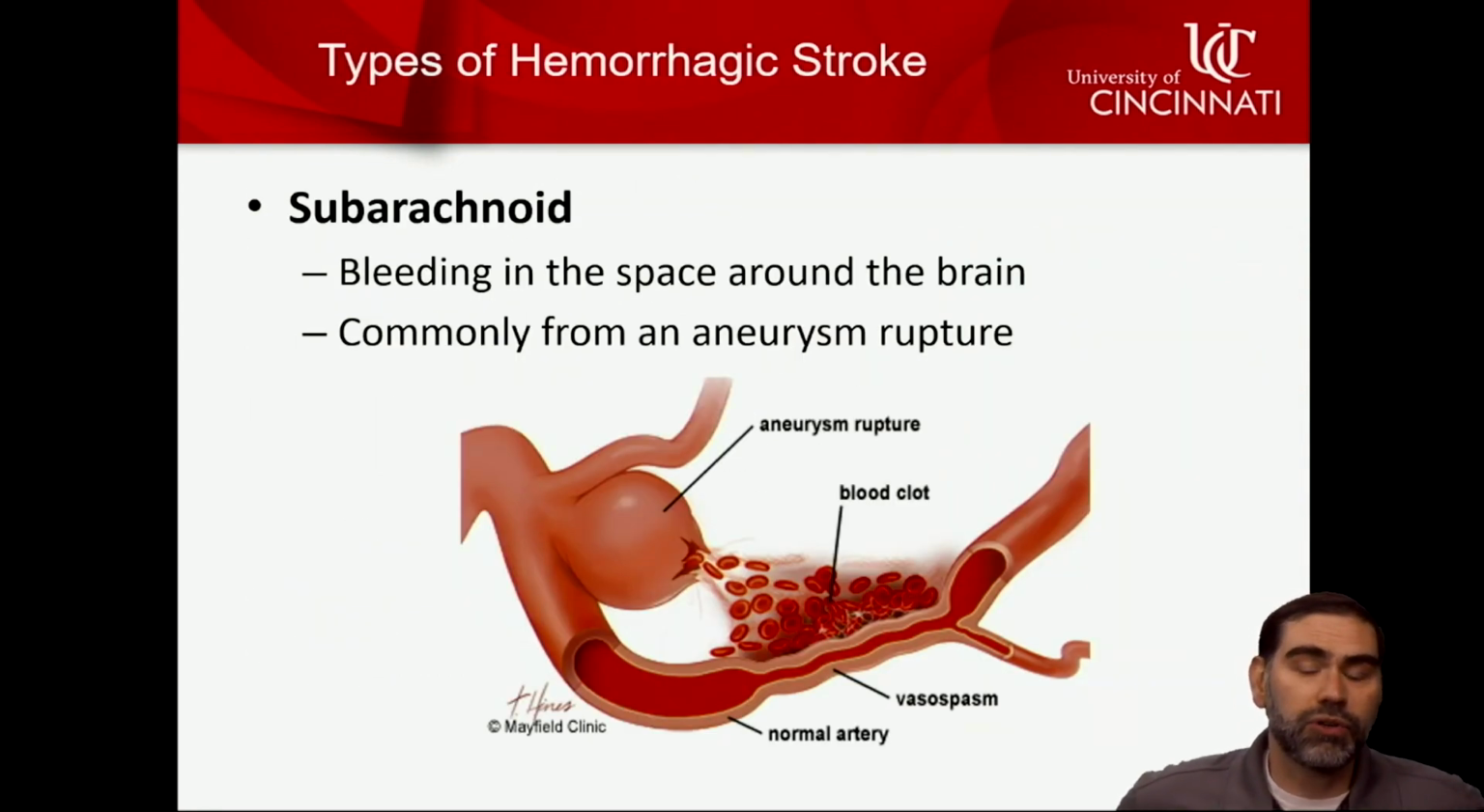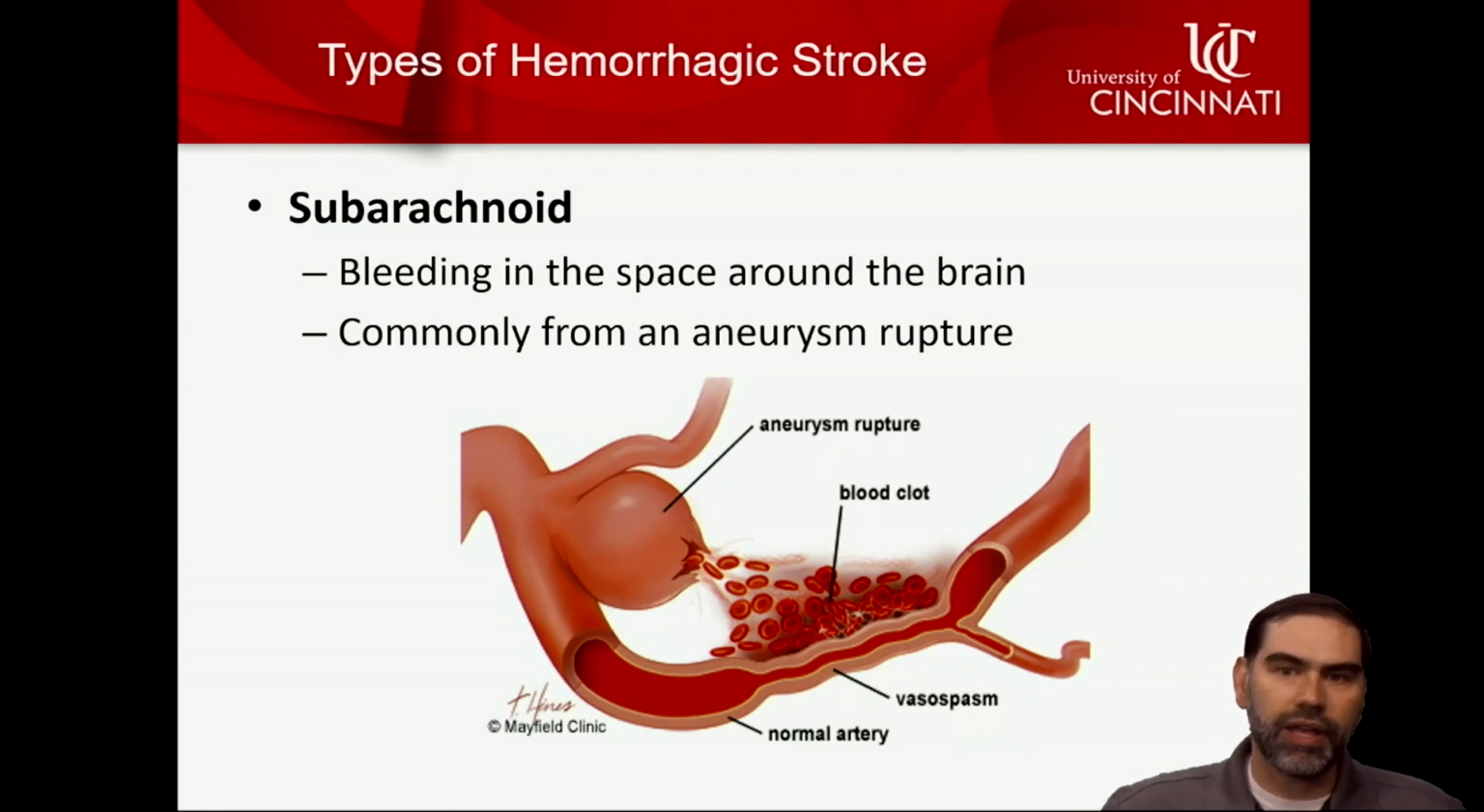Subarachnoid is another type of stroke. What we talked about there was intraparenchymal, or what's usually called ICH, intracerebral hemorrhage. Well, that's a little bit of a broader term that could include subarachnoid hemorrhage. That's typically where someone has an aneurysm in their brain, and the aneurysm has a weak wall that at some point is prone to rupture.